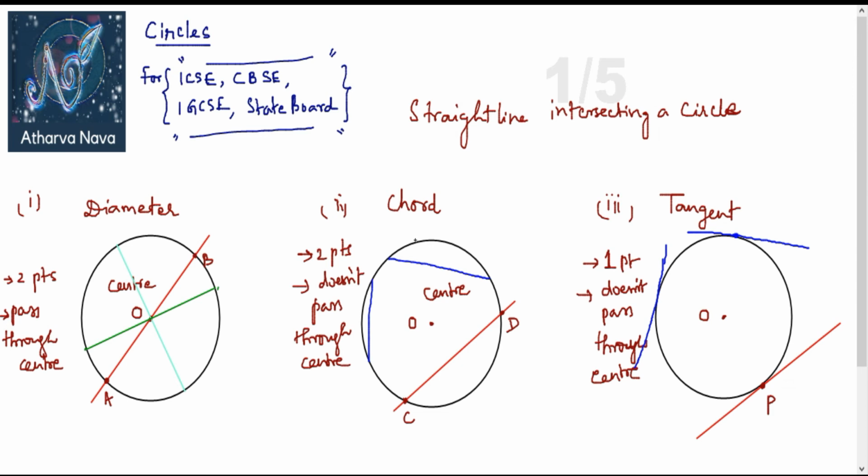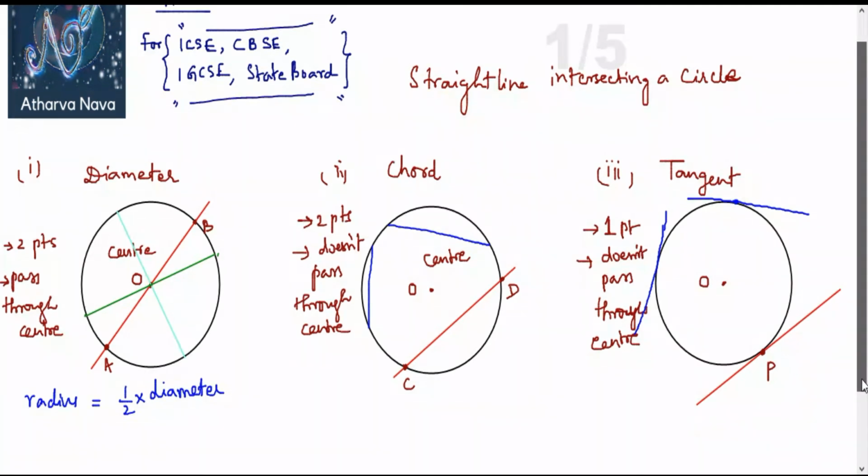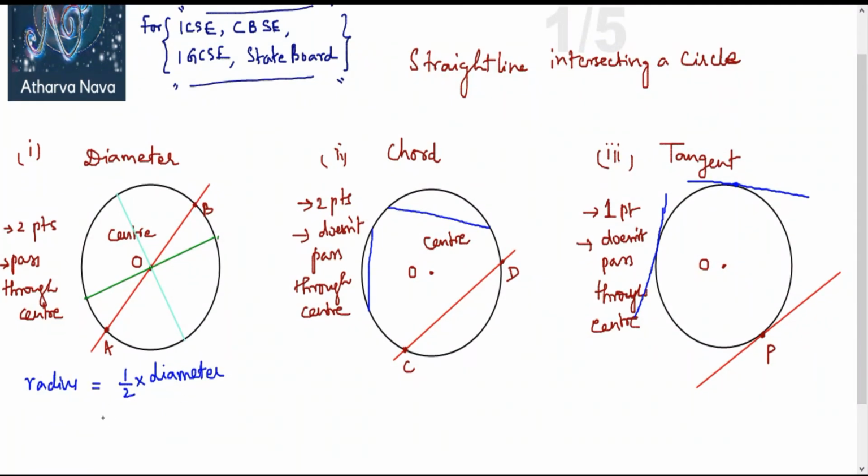Now, one sub point under diameter we have to understand is that there is a term called radius. Radius is half of the diameter. In this circle, imagine AB is the diameter, let's say AB is equal to 8 centimeters. Then the radius will be 4 centimeters. Why? Because it's half of 8.